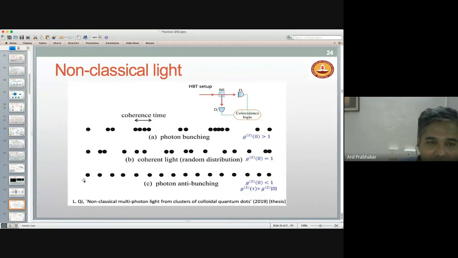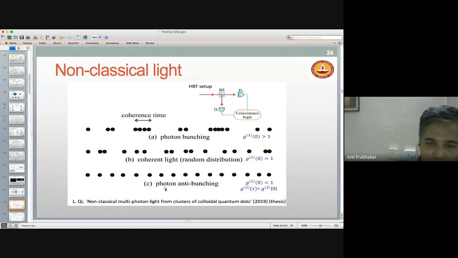This cartoon out here is very nice. It's taken from a thesis where it gives you some other properties of light. So in the first figure, there's photon bunching, where bunches of photons come together. And there is something called a coherence time. The coherence time is the time over which you have a wave-like behavior and you can measure the phase of the photon. And this is typically what laser light is. Coherent light has a random distribution. It does not have photon bunching.